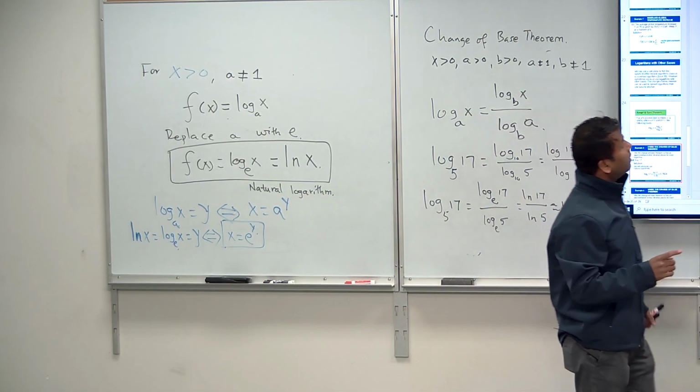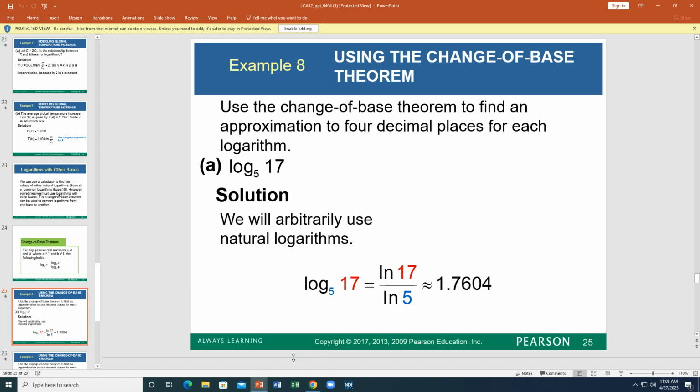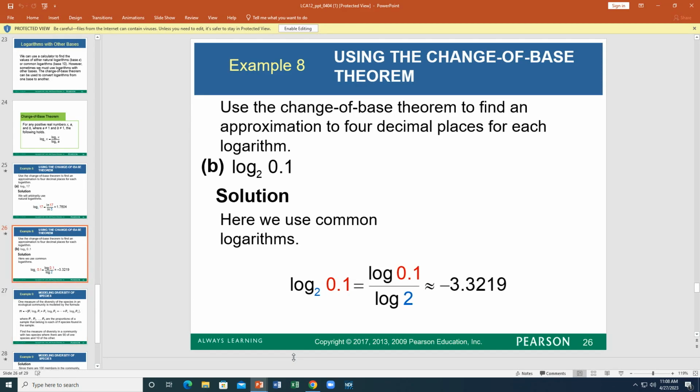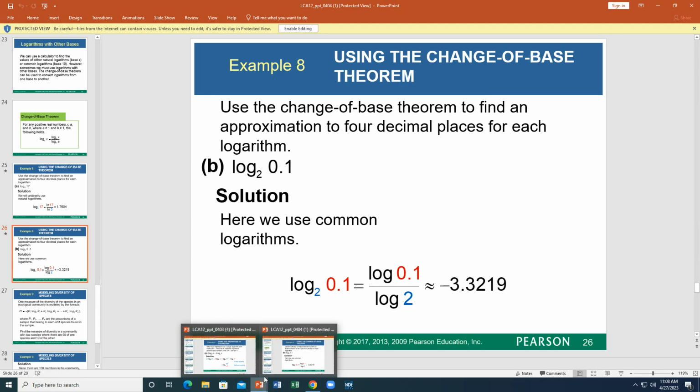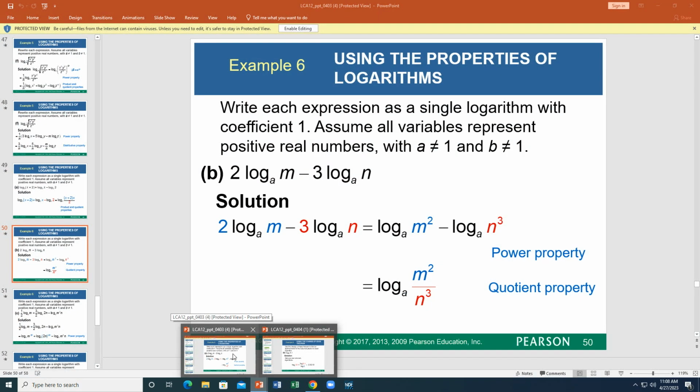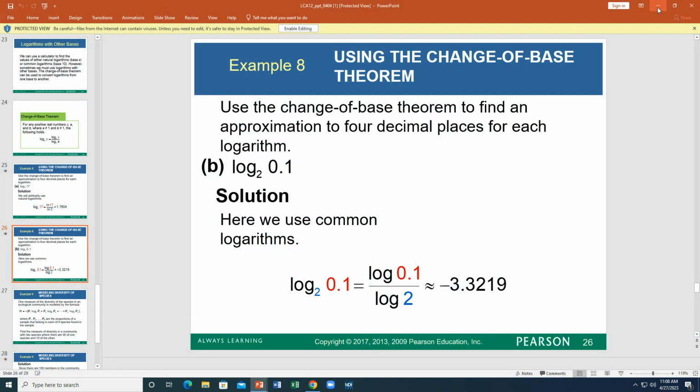So this is the change of base theorem. So you can do this, and you can do the same thing here. Logarithm with base 2 of 0.1 is the same as log 0.1 over log 2. And use the calculator, and then you evaluate that one. Okay? Does that make sense, guys?